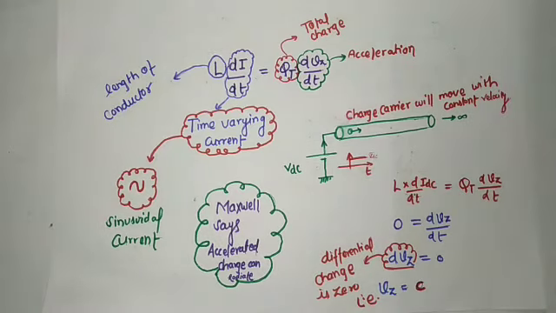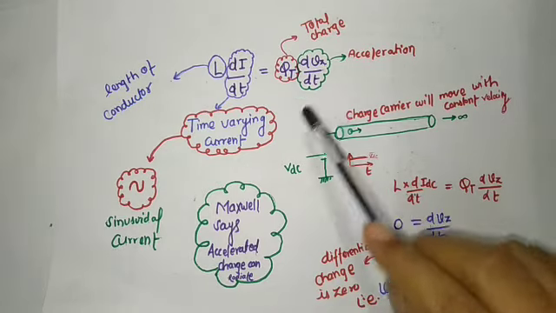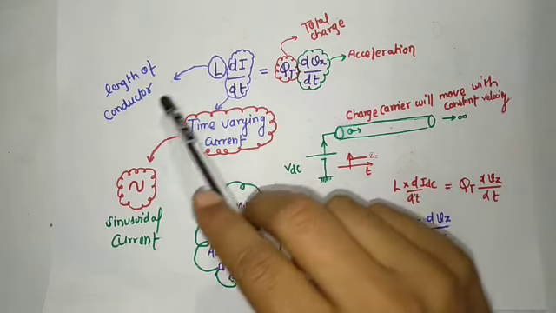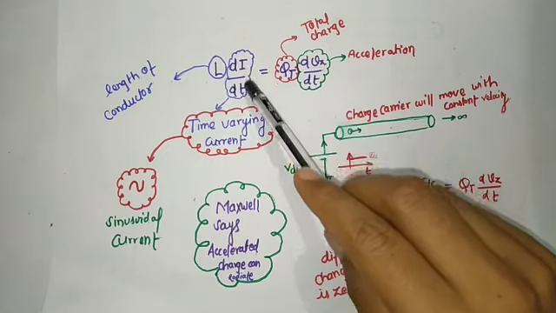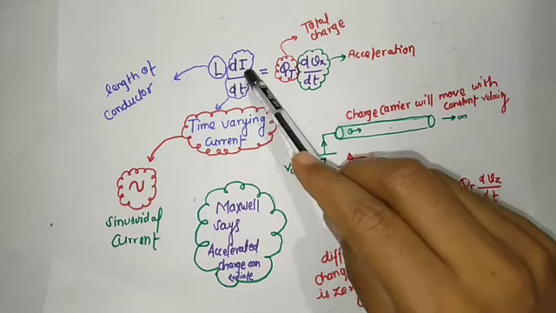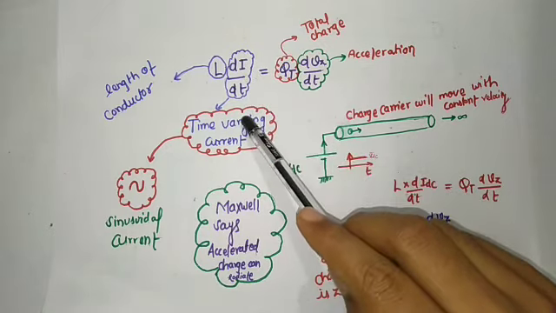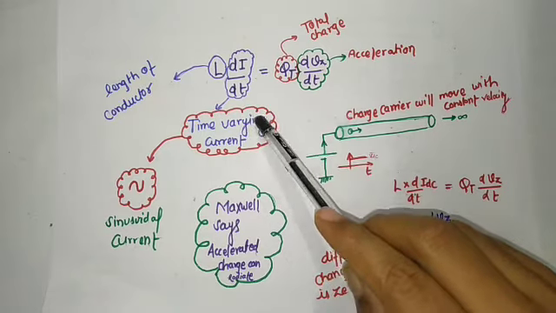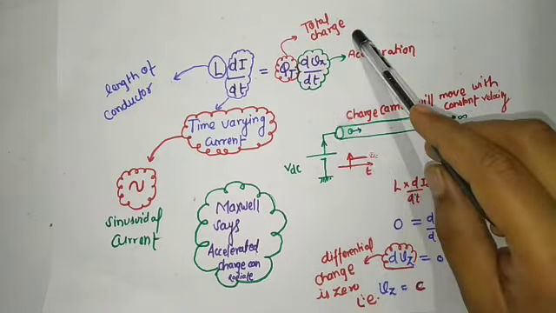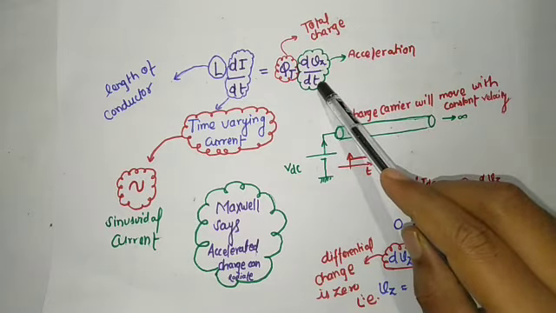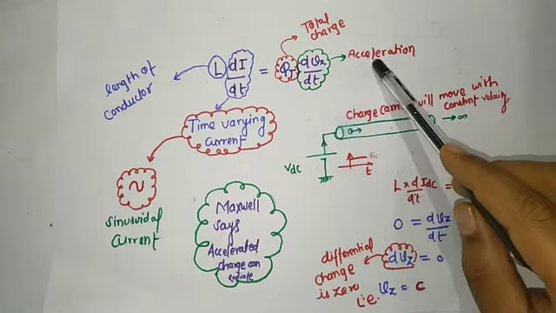In the last lecture, you derived the equation of radiation. In the equation of radiation, you saw that L is the length of the conductor. di/dt indicates that you must apply a time varying current on the conductor, and Q is the total charge present in the conductor. dvz/dt is the acceleration.